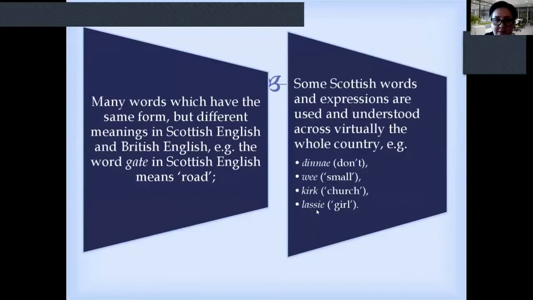There are many words which have the same form but different meanings in Scottish English and British English. For example, the word gate in Scottish English means road. But you know the gate in British English means something different from the word road.